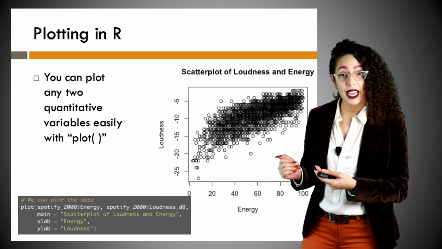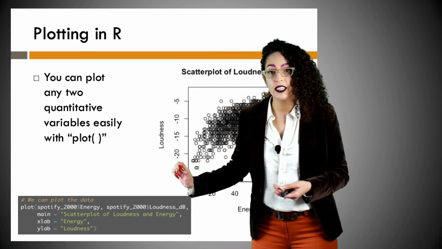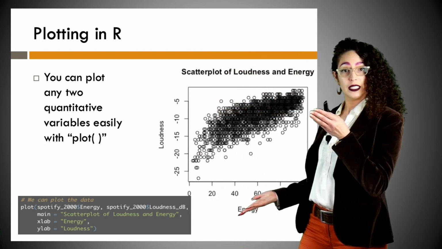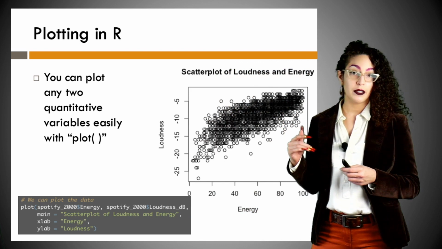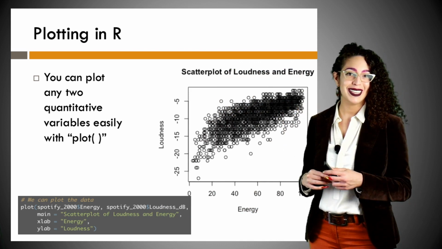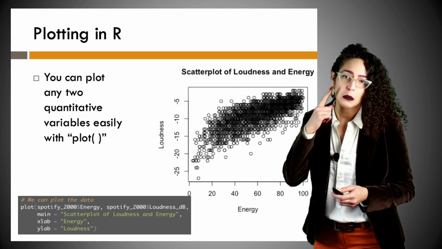Here is that plot again. We have energy over here and loudness over here. Then we can get fancy and tell it all the labels, and this is what it looks like. It looks a little bit different from the orange one we saw earlier because I used a fancier package to make that one, which I highly encourage you to go and play with. It's called ggplot2, but it's beyond the scope of this class.